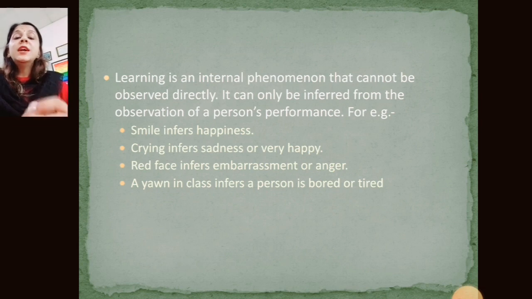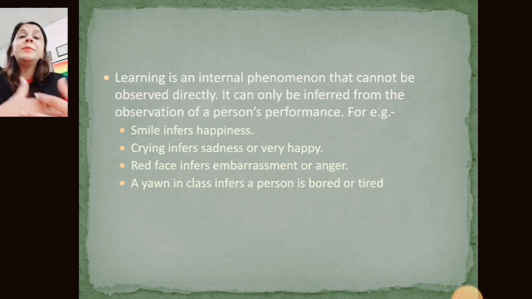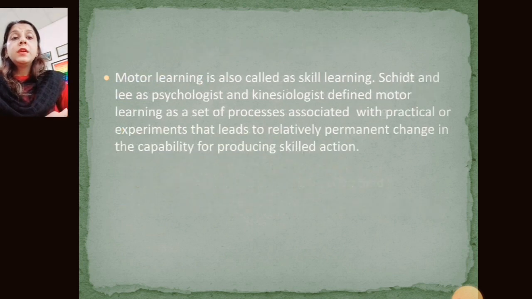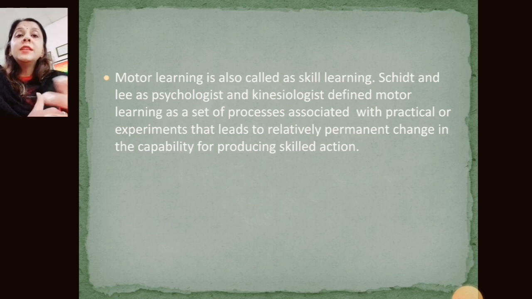Next, learning is an internal phenomenon that cannot be observed directly. We can't observe the learning process, but it can be inferred through task performance. For example, a smile infers happiness, crying infers sadness or extreme happiness, a red face infers embarrassment or anger, and a yawn in the class suggests that the person is bored or tired. So learning cannot be observed directly.